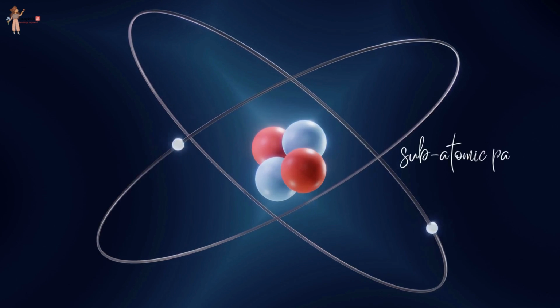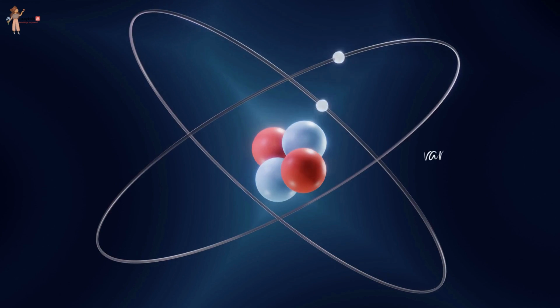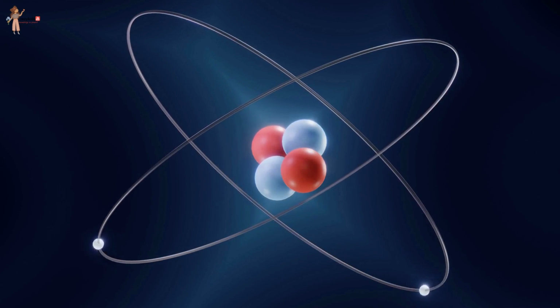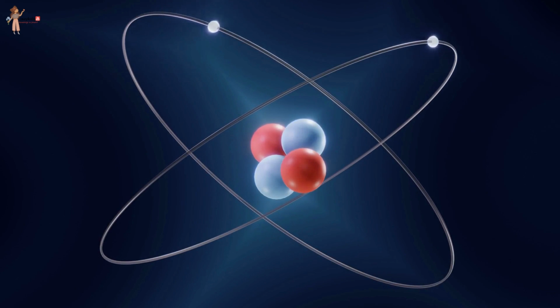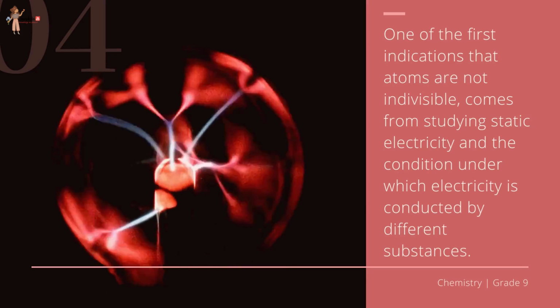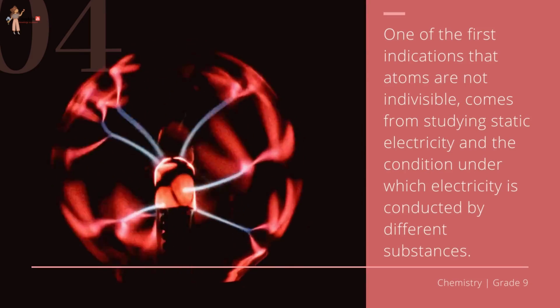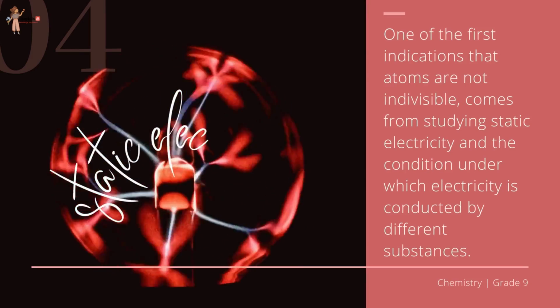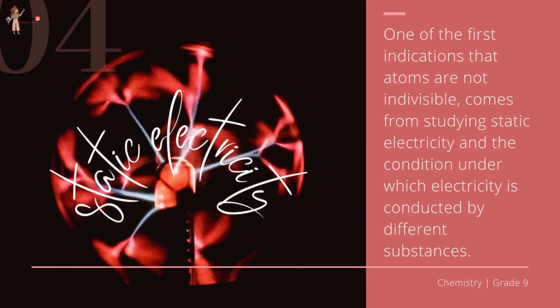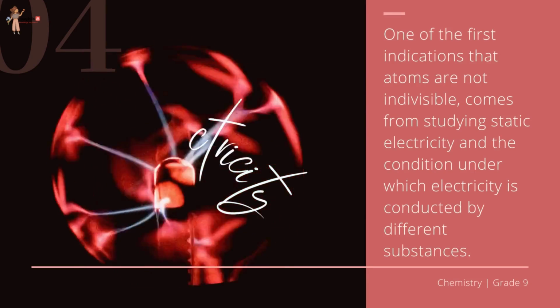We will learn about subatomic particles and the various models that have been proposed to explain how these particles are arranged within the atom. One of the first indications that atoms are not indivisible comes from studying static electricity and the condition under which electricity is conducted by different substances.